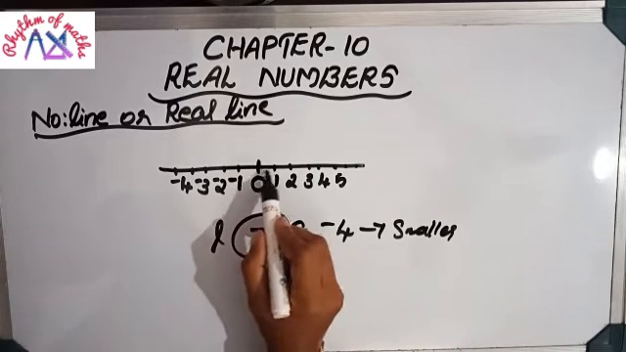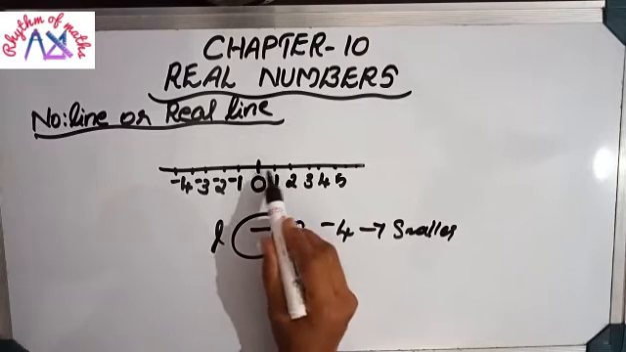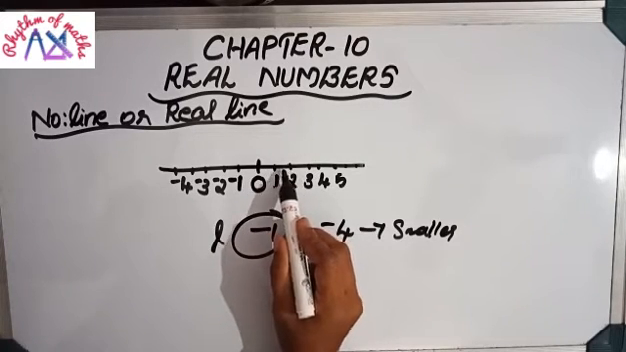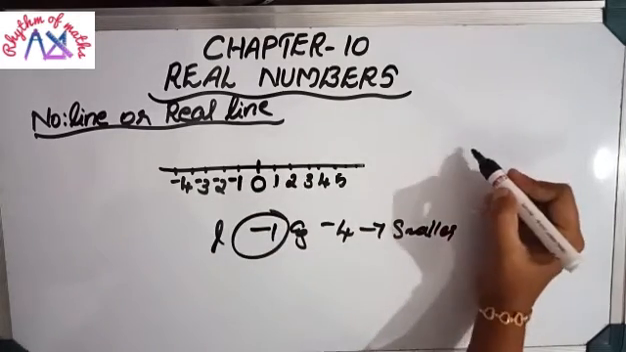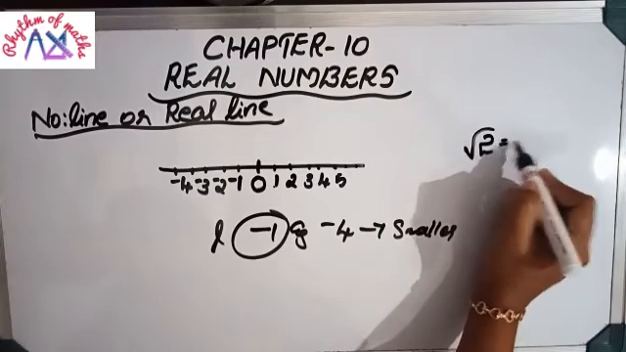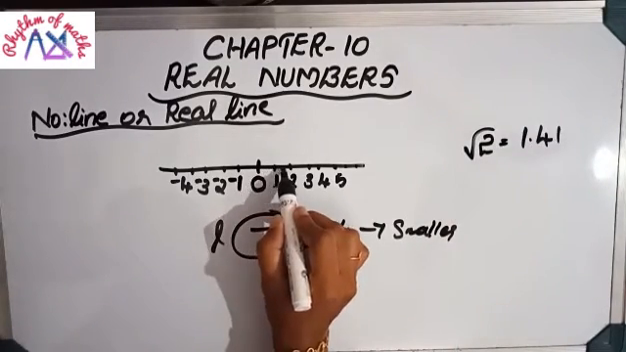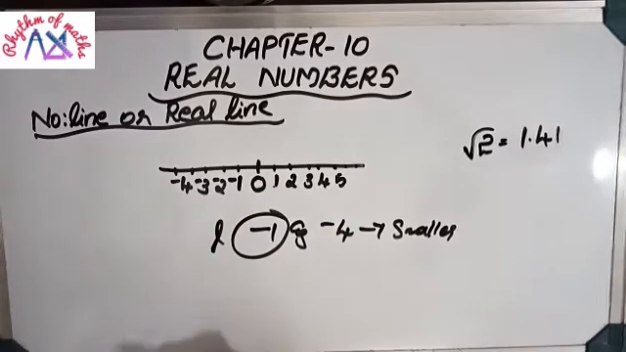And the space in between each and every number will be the same. From 0 to 1 centimeter, if it is so, 1 to 2 will also be 1 centimeter, then 2 to 3 also 1 centimeter. And in the same number line we can mark root 2 also. The approximate value is 1.41, so after 1.41 also we can mark in this number line. All the real numbers we can mark in this number line.